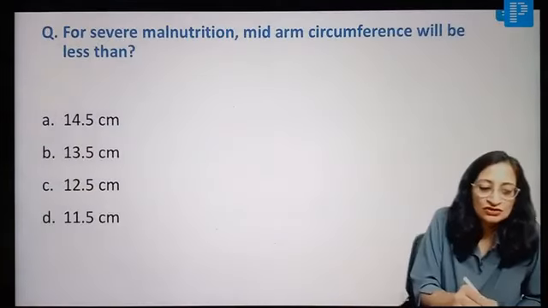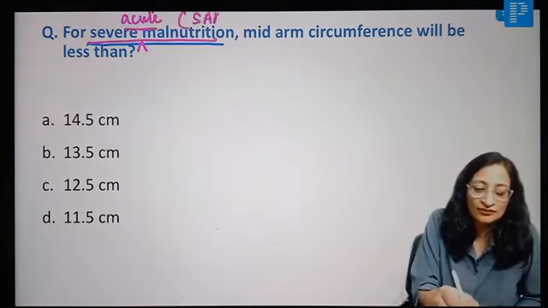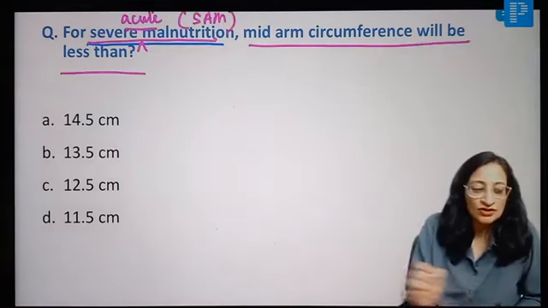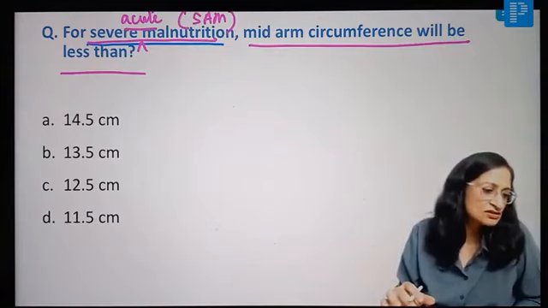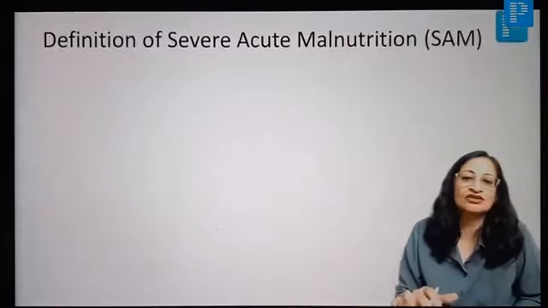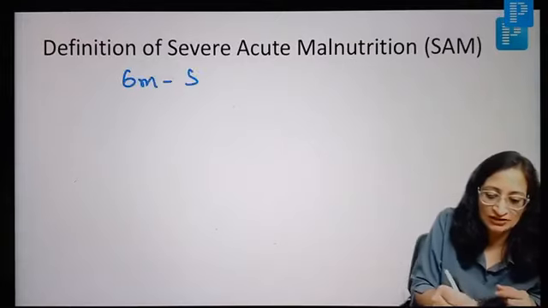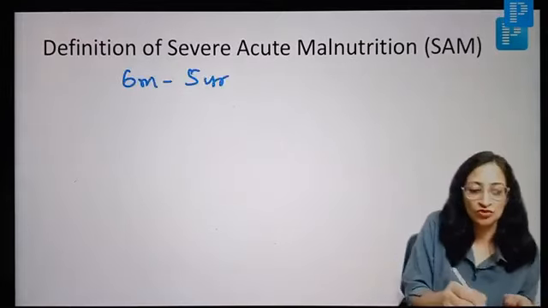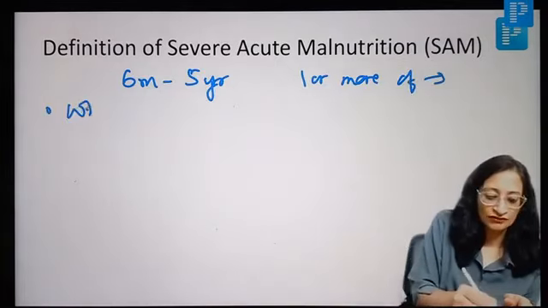Now, coming to severe malnutrition, or better put as severe acute malnutrition, SAM. The mid-arm circumference will be less than how much? Waiting for your replies. So many of you are answering correctly. Everyone should answer. So first we'll see the definition of SAM, then we come back to answer this question. So SAM is defined in a child 6 months to 5 years age by presence of one or more of, okay? One or more of what all? So one is weight for height.